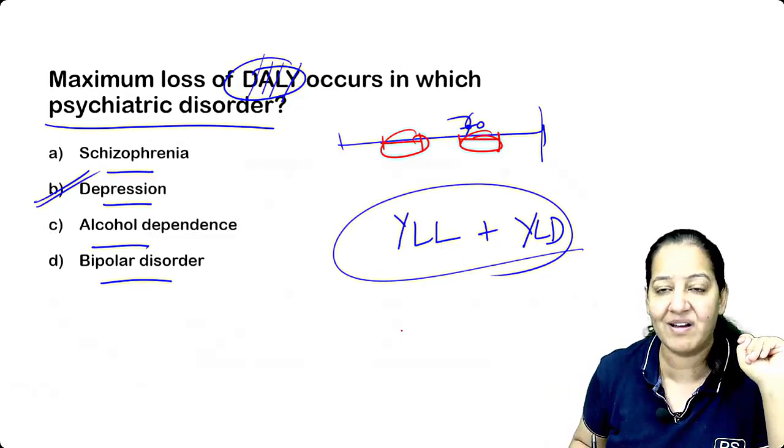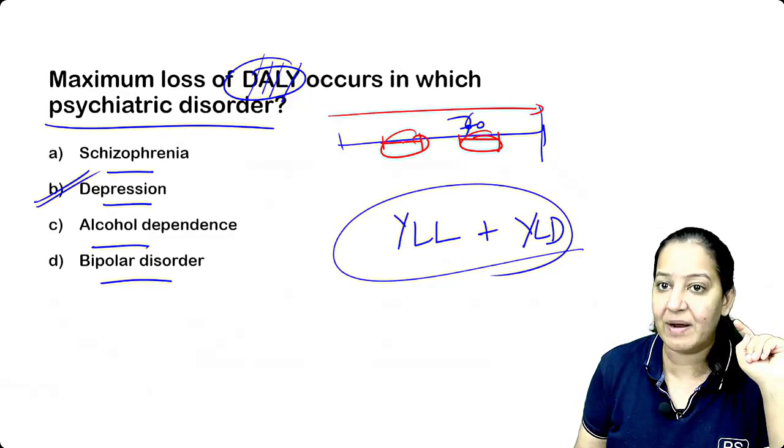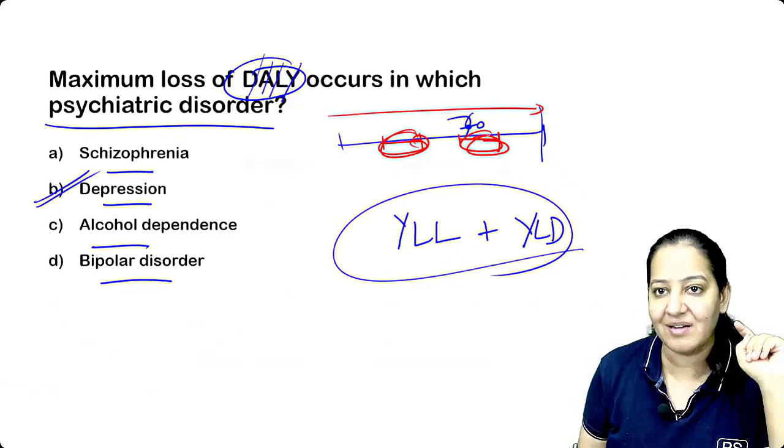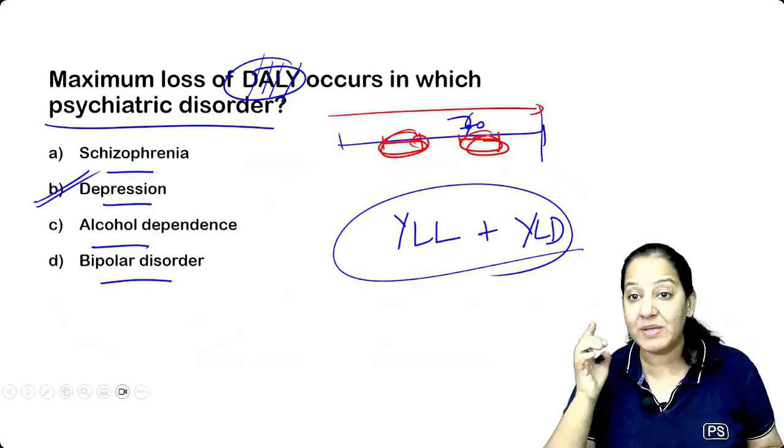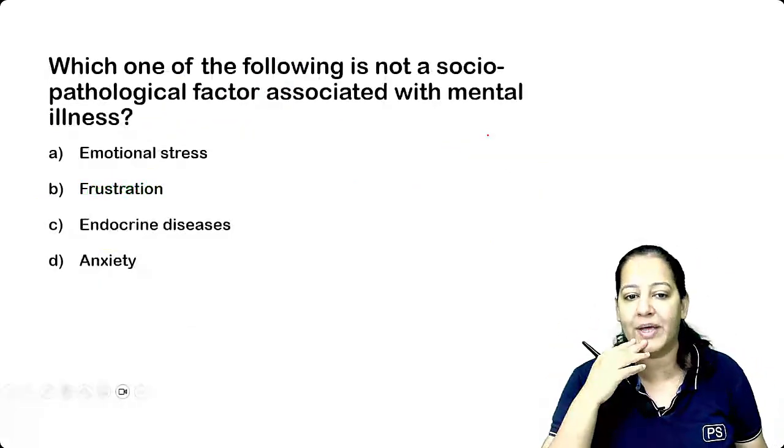I told you what is Sullivan index. Sullivan index is life full of health. So from the total life expectancy, deduce the DALY. So that is the DALY. So depression is the most common psychiatric disorder which is contributing in the DALY, you can say.